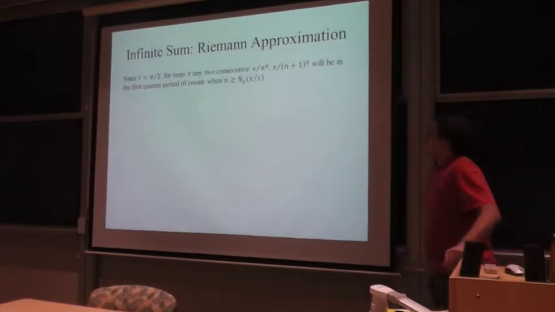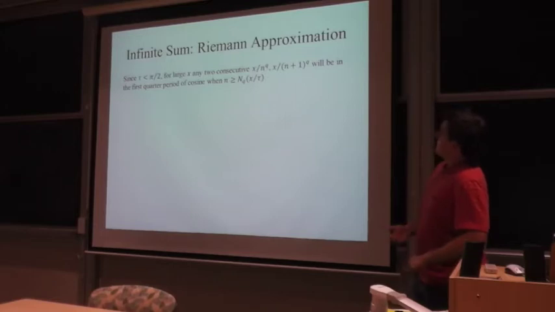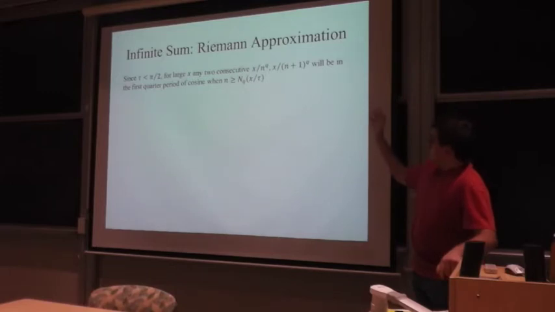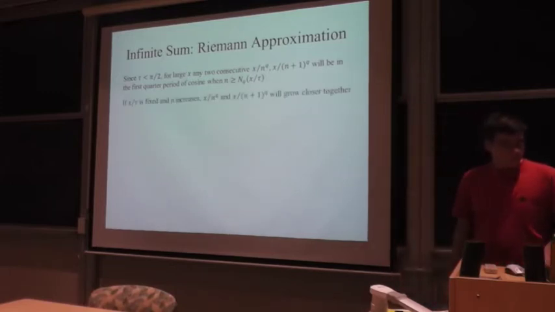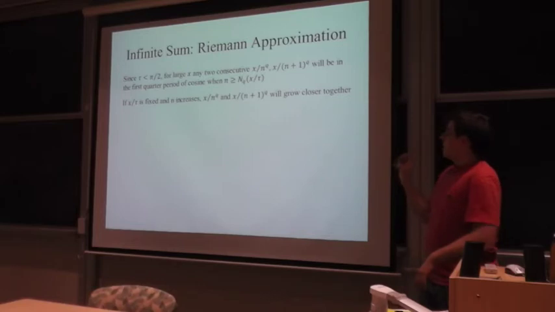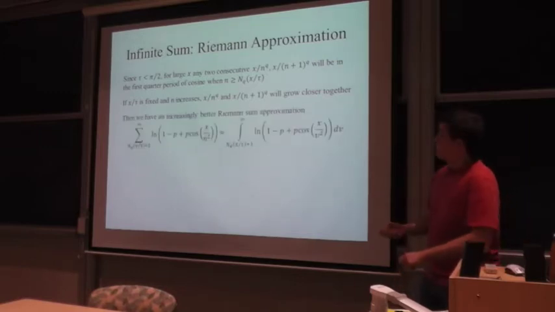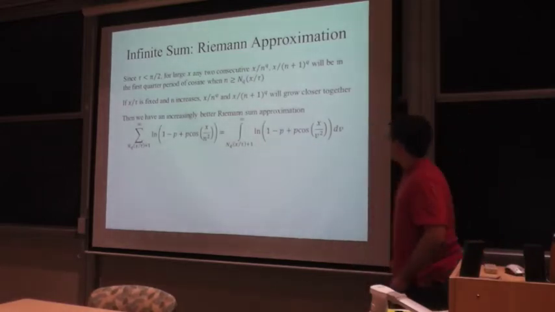Now, for the infinite sum, we'll first do a Riemann approximation. As I said, since tau is less than pi over 2 for large x, any two consecutive x over n to the cube, or x to n plus 1 over q, will be within the first quarter period of cosine for n larger than our bound. If x over tau is fixed and n increases, then those two consecutive terms will grow closer and closer together. So then we can represent this by an increasingly better Riemann sum approximation as this integral.